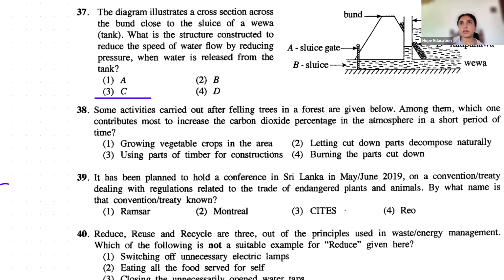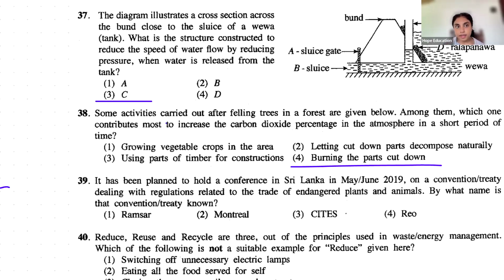Using parts of timber for construction, not really, not much. It's a bad thing, but it doesn't contribute to increase the carbon dioxide percentage. Answer is the fourth one. So whatever the cut down parts, when you start burning it, combustion burning කියන්නේ carbon dioxide ගොඩක් atmosphere එකට යනවා. එතනදී ගොඩක් carbon dioxide will be released to the atmosphere within a short period of time.